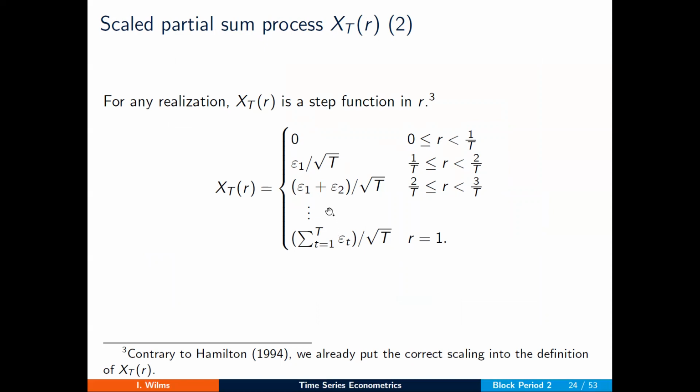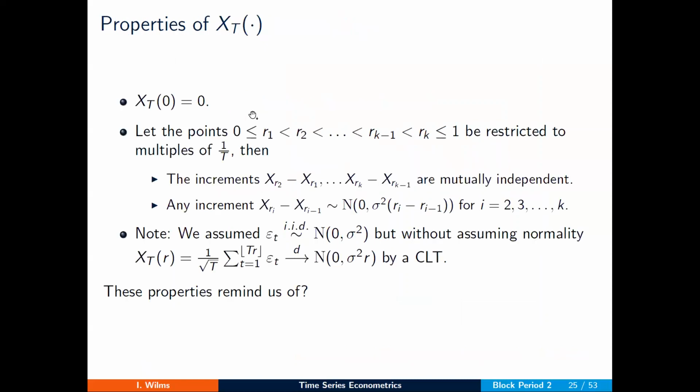Now, what are the properties of this scaled partial sum process? Well, we've seen that the process starts at 0 for r equal to 0. We also have a step function at multiples of 1 over capital T. And each of the increments is mutually independent, as they are built up from IID errors. Also, any increment, which boils down to a partial sum of IID errors, is normally distributed. Now, we assume that our error terms are IID normal, but in general, the scaled partial sum process for fixed r also goes to a normal distribution by a central limit theorem. Now, what do these properties remind you of?